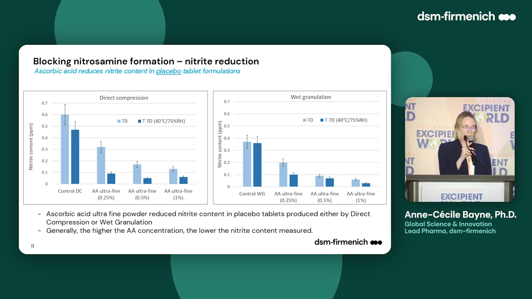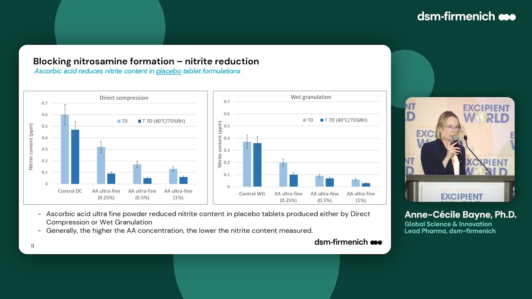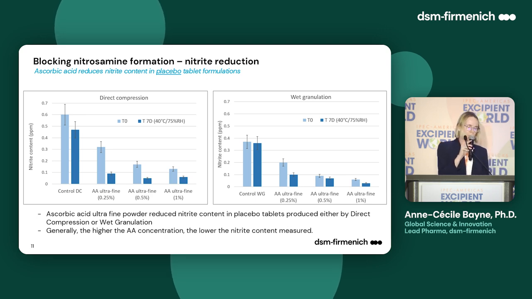So we manufactured some tablets, either via direct compression or wet granulation, with increasing amounts of ascorbic acid, the ultrafine powder, so the finest powder we could find, from 0.25% all the way to 1%, under high stress conditions, 40 degrees Celsius and 75% relative humidity. At T0, immediately after we make the tablets, we measure. Those are tablets without an active pharmaceutical ingredient in them. We were looking at the ability of ascorbic acid to decrease the amount of nitrate in the tablet, meaning scavenging, doing the job that it's supposed to do.